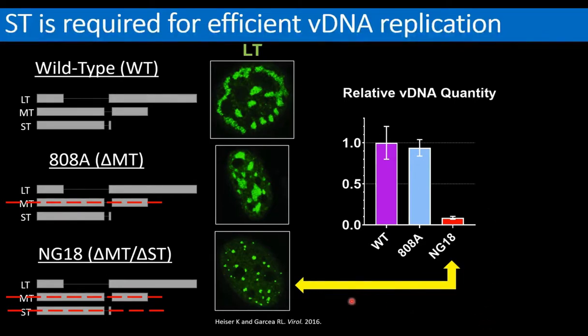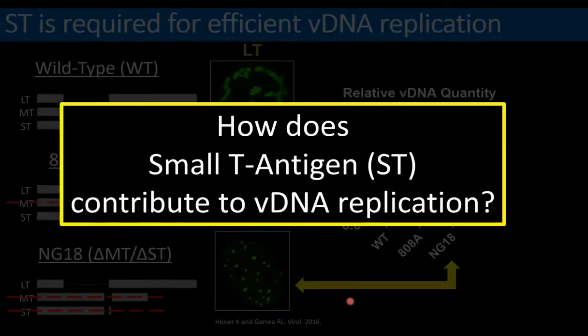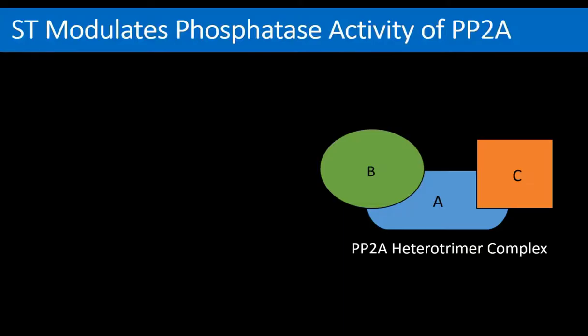It's unclear from these experiments, though, how exactly replication centers are different during NG18 infection, and how small t antigen contributes to viral DNA replication. Before I tell you what I've done to help answer these questions, I first want to tell you what we know about small t. The characteristic function of small t is the modulation of protein phosphatase 2A, or PP2A.